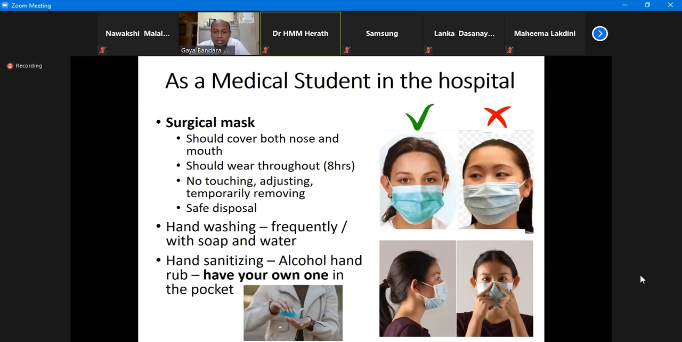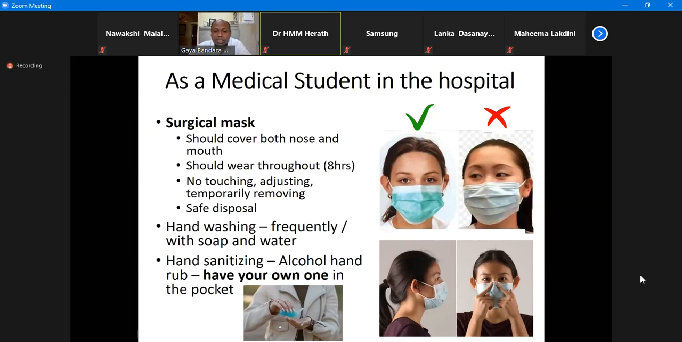And all the other measures are applicable while you are wearing this mask. And also make sure, as in the bottom picture, that you covered adequately from the bridge of the nose to below the chin area. And also once you wear this mask, there's a small strip for the nasal bridge. You have to press it and adjust it according to your nasal bridge.